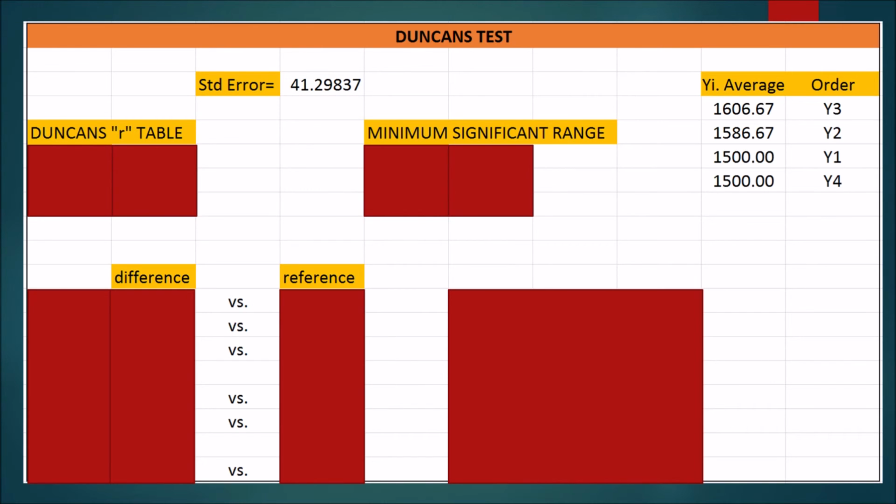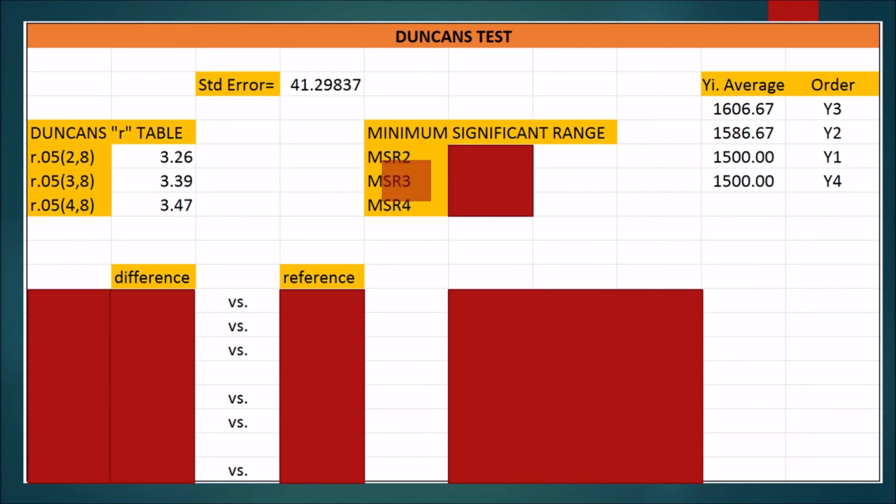Next, we need to obtain the standard error. After we obtained it, we must go to the R table and look it up with x of 2, 3, and 4, and the other value of 8. If we go to that table, we will find that the values are as follows. After we've obtained Duncan's R table values, we must now obtain the minimum significant range. This is obtained by multiplying the standard error and the Duncan's R table values. Those are the values.